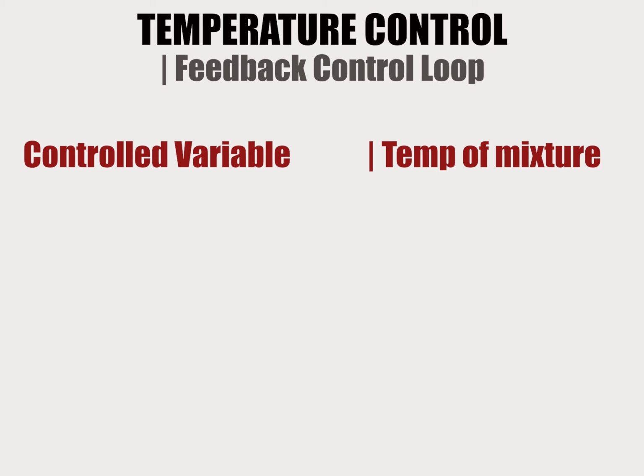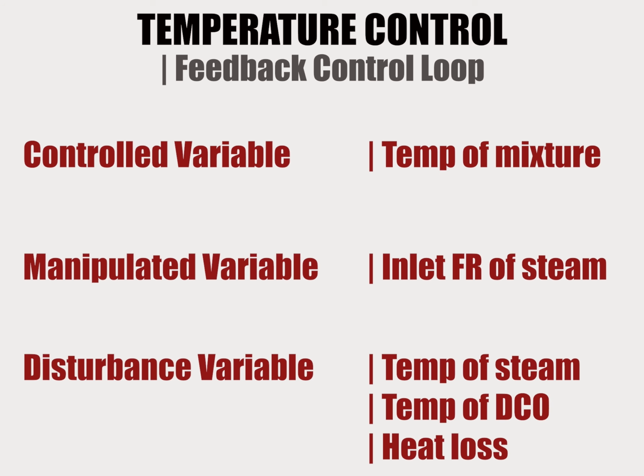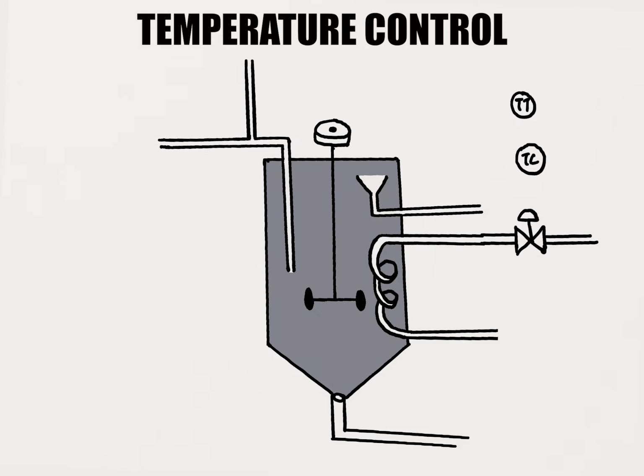Temperature control in the tank is achieved through a feedback control loop where the control variable, which is the temperature of the mixture, will be controlled by manipulating the inlet flow rate of the steam. The disturbance variables in this system are the temperature of the steam, the temperature of the DCO inlet, and heat loss to the surrounding. For the process control, the temperature transmitter will be attached to the inside of the tank. The transmitter will transmit the measured temperature to the temperature controller in order to compare it with the set point, which is between 90 to 95 degrees Celsius.